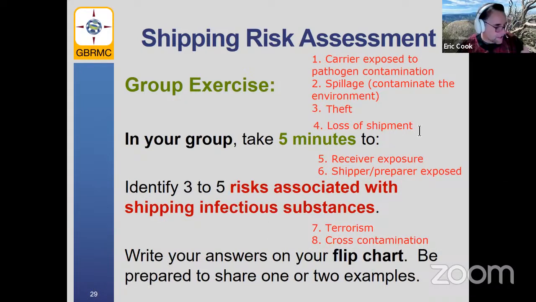All right, so I've got 8 risks: carrier exposure, spillage contaminating the environment, theft, loss of the shipment, the receiver exposure, so the person opening the package gets exposed, the shipper or person preparing the package contaminates themselves during the preparation process, and terrorism. Actually, funny story about terrorism. In the US, we had a mail carrier who had taken a sample of HIV, marked on the package for HIV diagnosis. The mail carrier was upset with some of his coworkers, so he took a needle, filled it with the HIV, and started poking his coworkers and infecting them with HIV. I guess that's a type of terrorism.